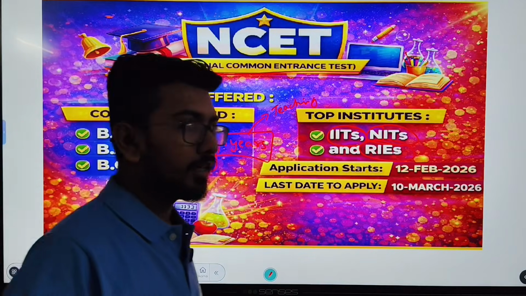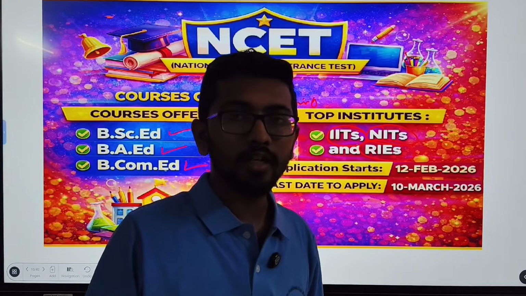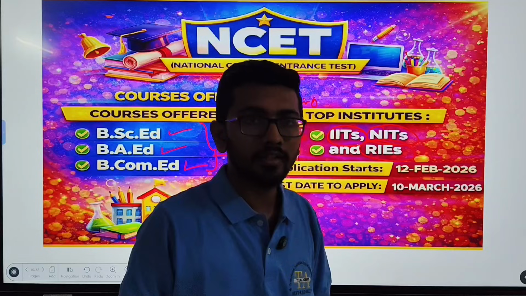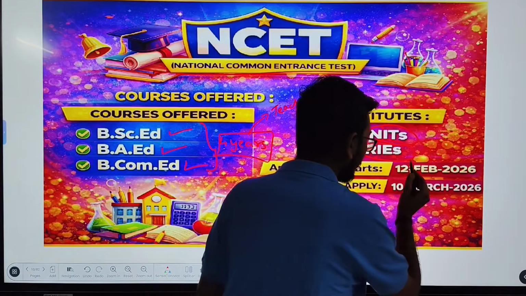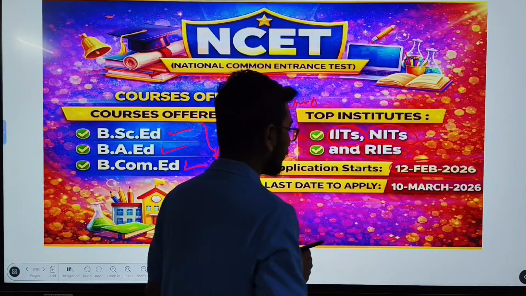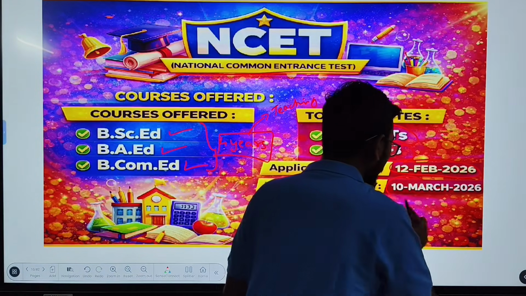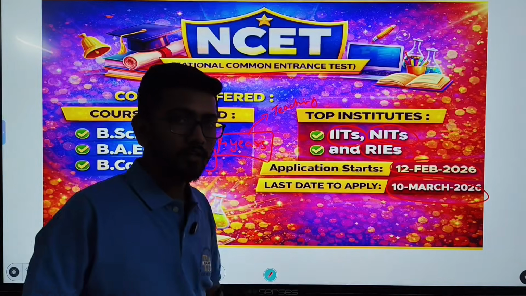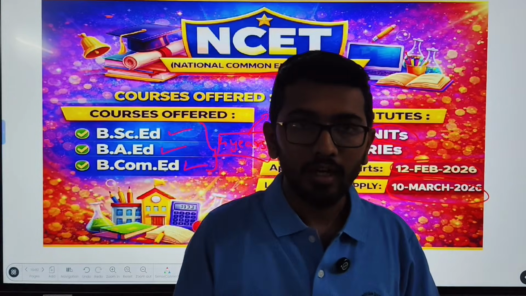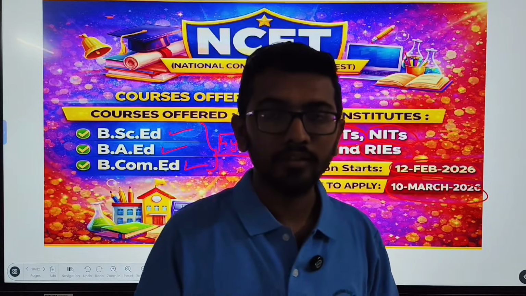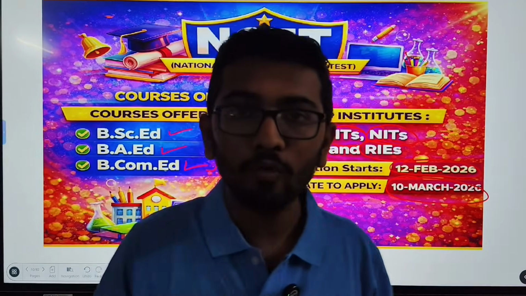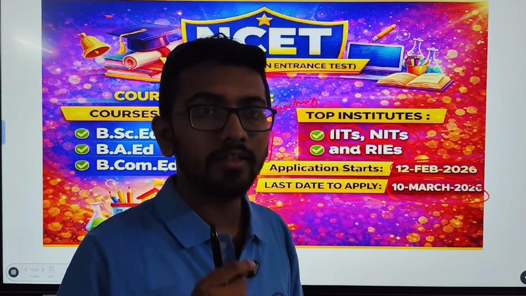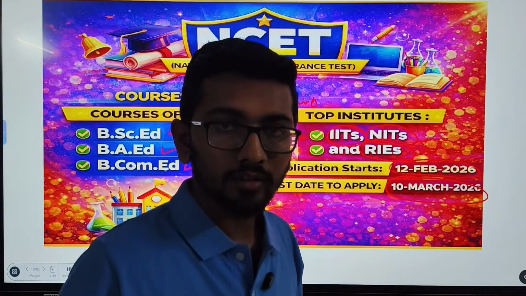This is from the same NTA, National Testing Agency, which will conduct JEE and NEET exams. Same team is going to conduct it. Now the application already started from 12th February. Then what is the last date? 10th March is the last date. If anyone is interested other than engineering and doctor, they can surely apply for this exam. So one more way to join IITs, NITs and topmost colleges.